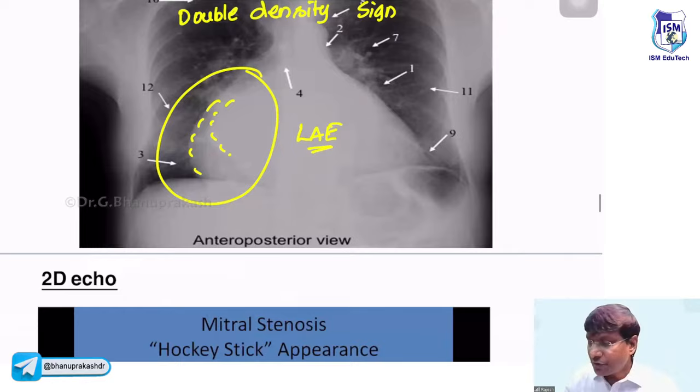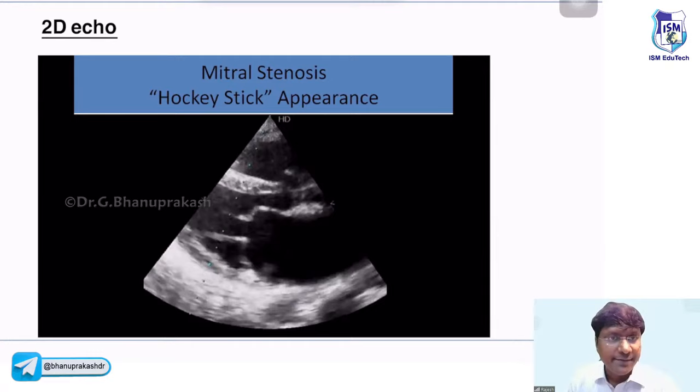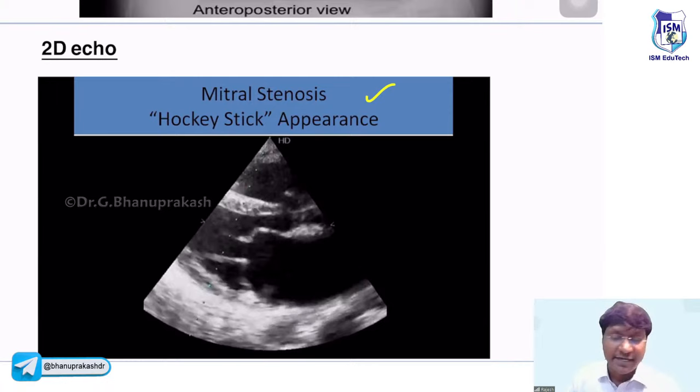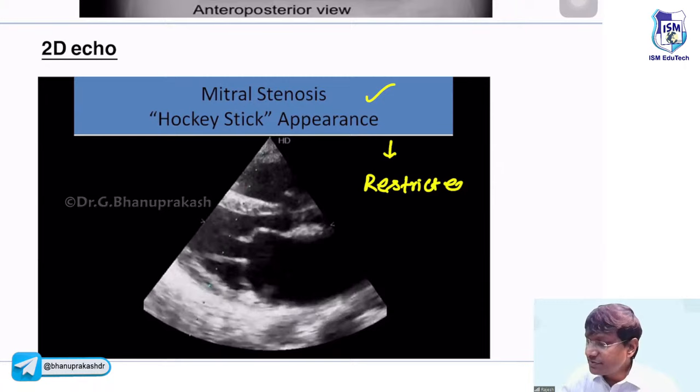In the 2D echo, you will be able to make out the mitral valve area. And depending upon the mitral valve area, you need to decide the severity of the mitral stenosis, which I have discussed in the beginning of the topic of mitral stenosis. But very important is the hockey stick appearance. And why is there a hockey stick appearance in mitral stenosis in 2D echo? That is because of restricted anterior mitral valve leaflet mobility. That is what will give you the hockey stick appearance.